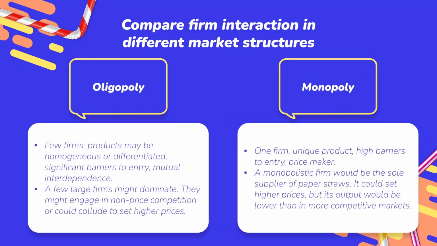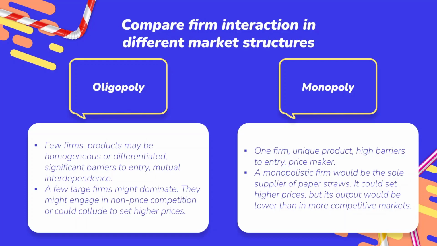Oligopoly: a few firms, whose products may be homogeneous or differentiated, with significant barriers to entry and mutual interdependence. A few large firms might dominate. They might engage in non-price competition or could collude to set higher prices.